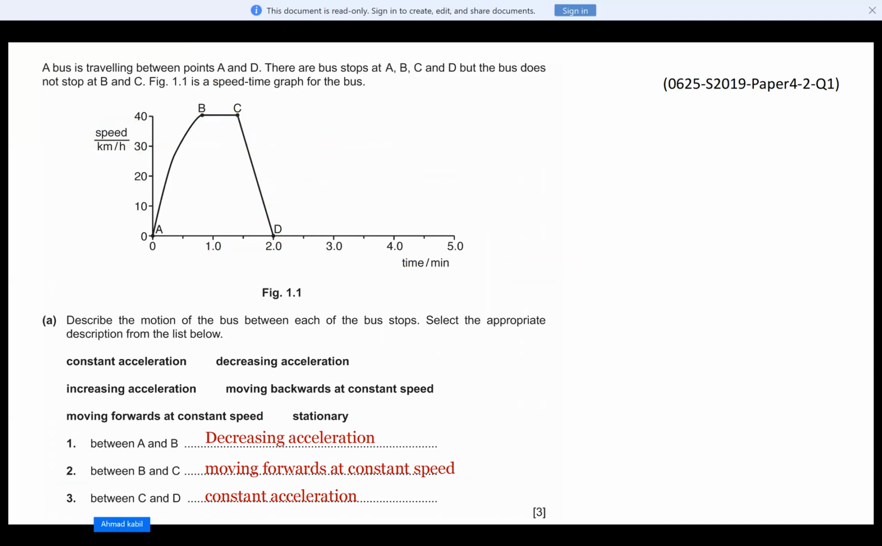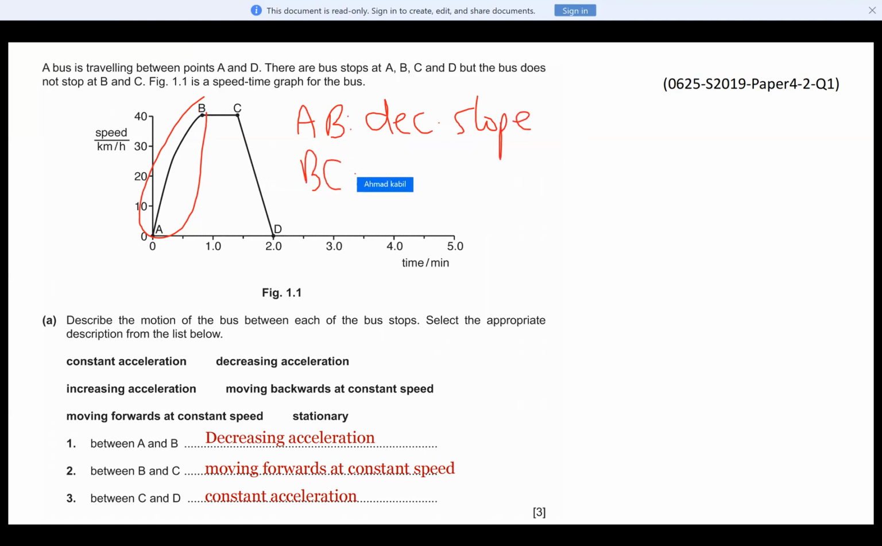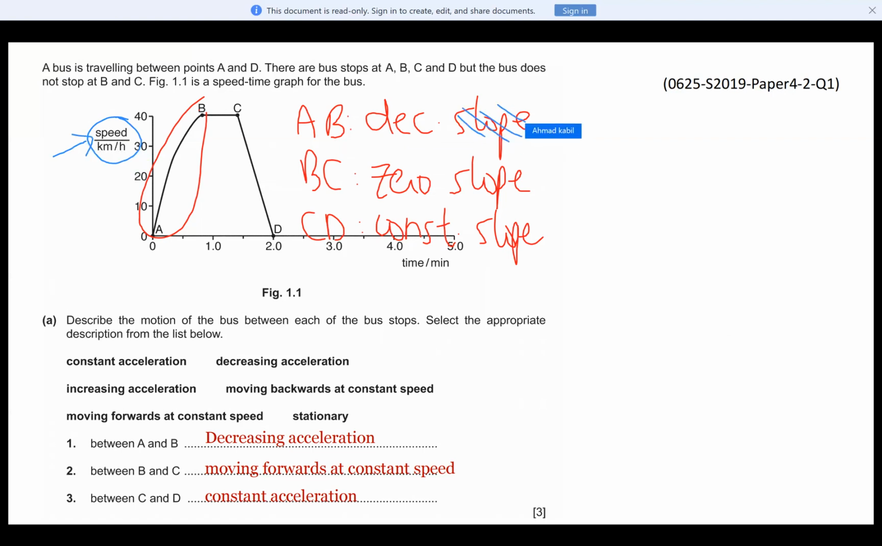So the trick is to handle this mathematically first. So from A to B, you have decreasing slope. And from B to C, you have zero slope. And from C to D, you have constant slope. And then depending on the graph, you would translate the slope into a physical quantity. So here the graph is speed. So here instead of slope, I write acceleration.